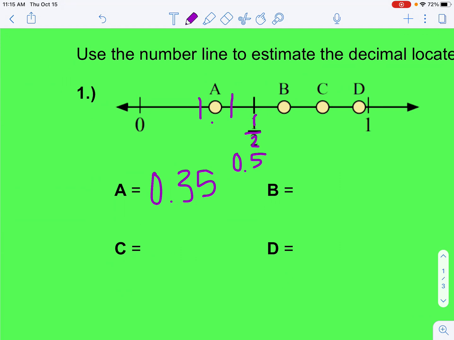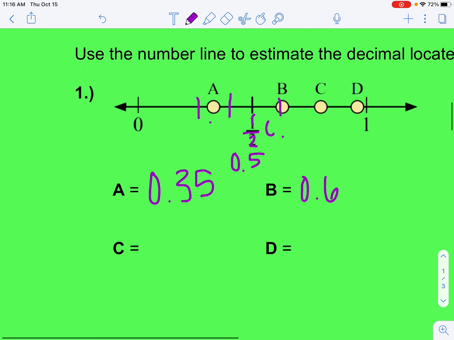Okay, now let's try letter B. Letter B is somewhere after 5/10. So I would say letter B is at somewhere around 6/10. I would say 6/10 is probably in here, and then 7/10, and then 8/10, and probably 9/10 about there. So when I divided it up into my tenths, that tells me my C is probably pretty close to 7/10.